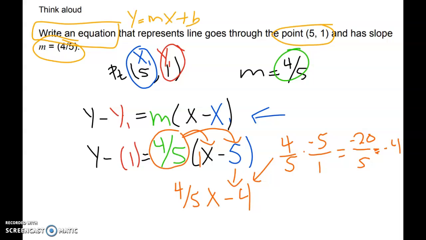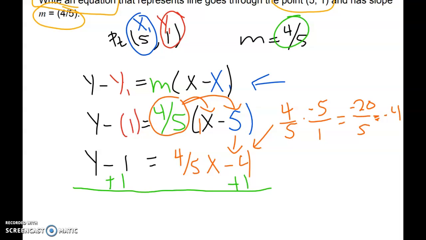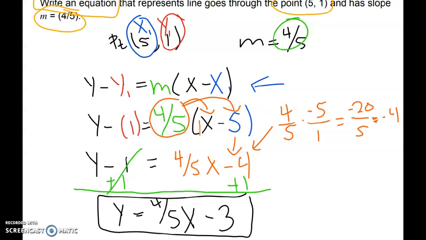I'm now done simplifying on the right-hand side. I'm going to drop down to the left-hand side. On the left-hand side, I want y by itself. Right now I see y minus 1. I want to get rid of that -1 and move it over. The inverse operation of -1 is a positive 1. So I'm going to add a positive 1 to each side. So that does mean on the left-hand side, those ones will cancel each other out. And then I have 4/5x, which remains the same. And then I have -4 plus 1, which will give me a -3 back. And that is my equation.